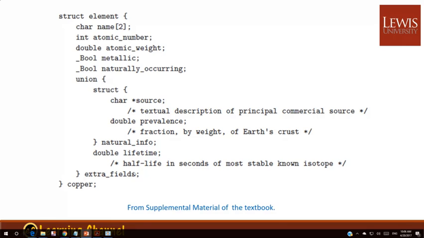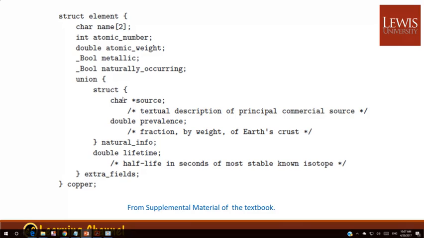Lifetime is the half-life, the time in seconds of the most stable known isotope of the element. One element may have many isotopes. If it is produced in the lab, some of the lifetimes could be very, very short, and some of them could be very long. So it depends. But if it is naturally produced, then we put this natural information there, including where we can find it.